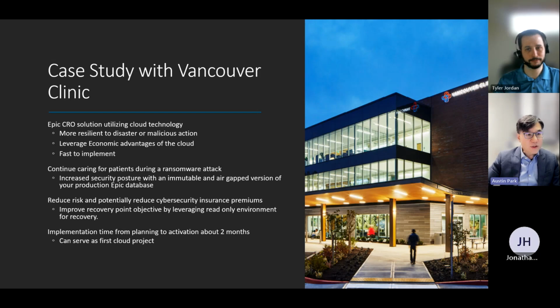The other thing that they were able to get out of this was that because it's a constant replication of their production environment, their recovery point is right up to the minute of failure when they activate. So should they lose their production environment as part of the ransomware attack or get encrypted, and they have to go back to backups to restore, they could actually use the journal files that are part of the read-only environment to reconstitute that Epic environment, reducing their recovery point objective.